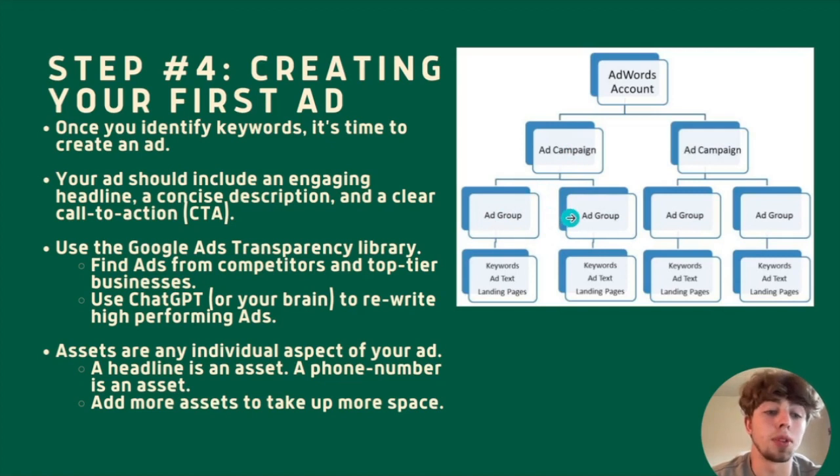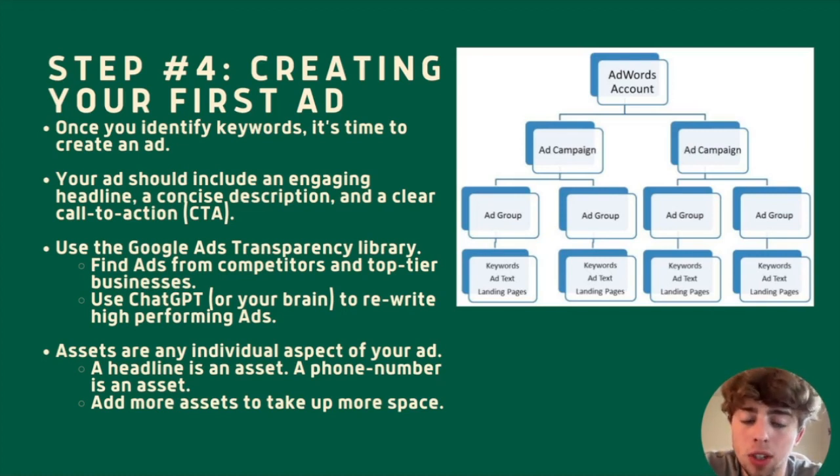So you're going to separate them within that campaign. Once you identify your keywords, it's time to create an ad. Your ad should include an engaging headline, a concise description, and a clear call to action, otherwise known as a CTA. One thing that I do recommend doing is using the Google Ads transparency library to see what other top competitors are doing with their ads and what works.